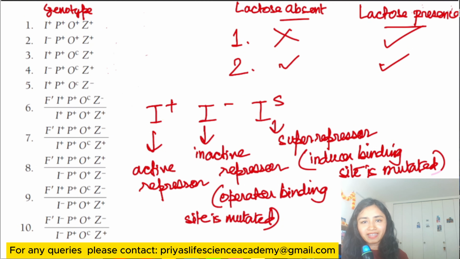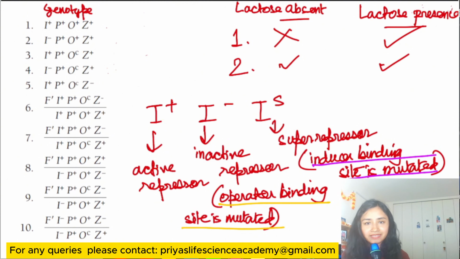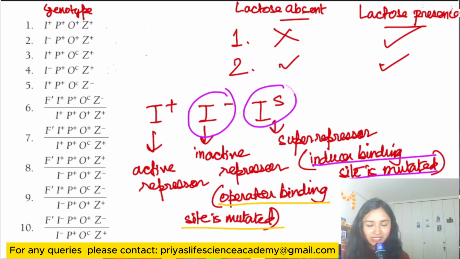I hope now you can get the idea, because in case of I minus, the operator binding site is mutated. In both cases I is mutated. But in case of I minus, the operator binding site is mutated. That is why it is an inactive repressor. But in case of IS, the inducer binding site is mutated. That is why even in the presence of inducer, the inducer can't bind with the repressor. That is why it is known as super repressor.